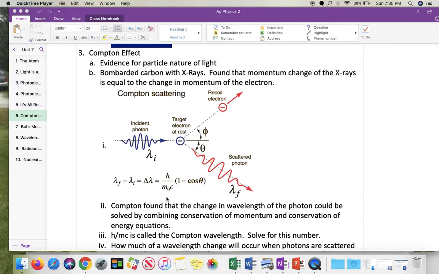What he found was, and he developed this equation, that the change in the wavelength, so delta lambda, is equal to this little formula, h over m naught c, and this m naught is the rest mass of the electron, so this is 9.11 times 10 to the negative 31st, times c, which is the speed of light, and then times 1 minus cosine of theta.